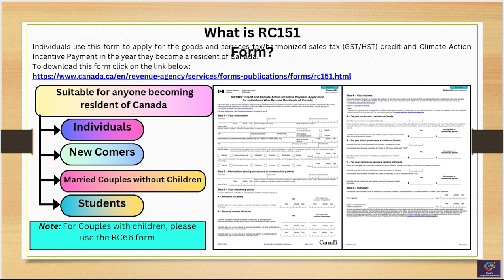This slide displays snapshots of the main pages of the RC 151 form, consisting of the two pages where all necessary information must be filled in. This form is suitable for anyone who is a newcomer, students, or married couples with no children who become residents of Canada during the year. For couples with children, please use the RC 66 form.